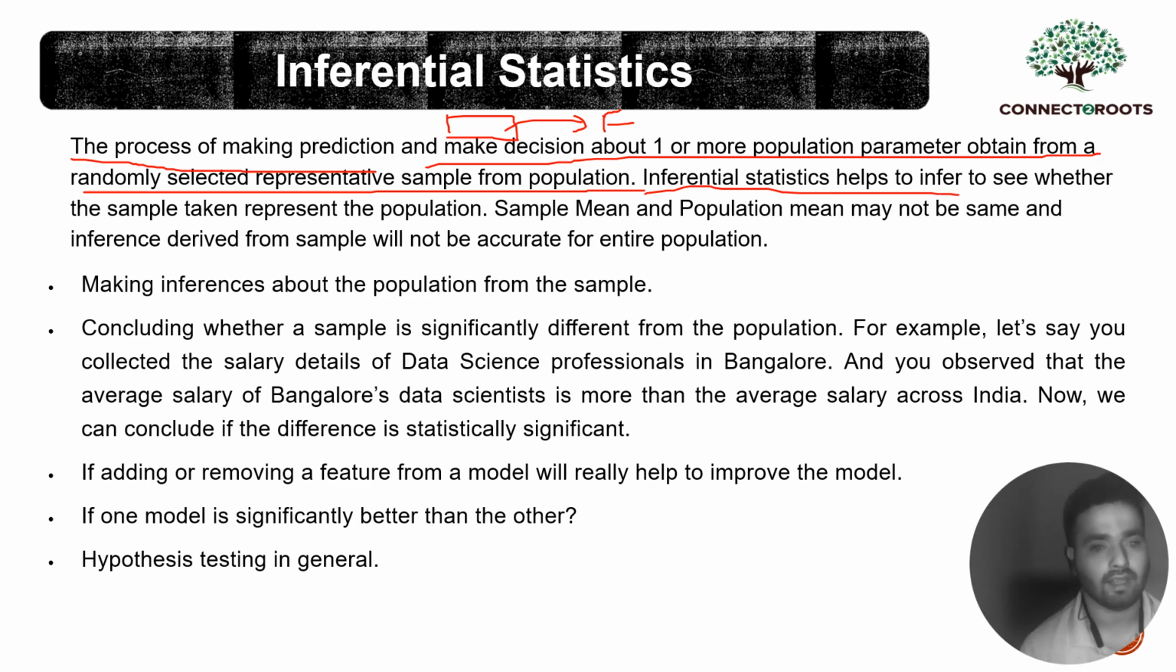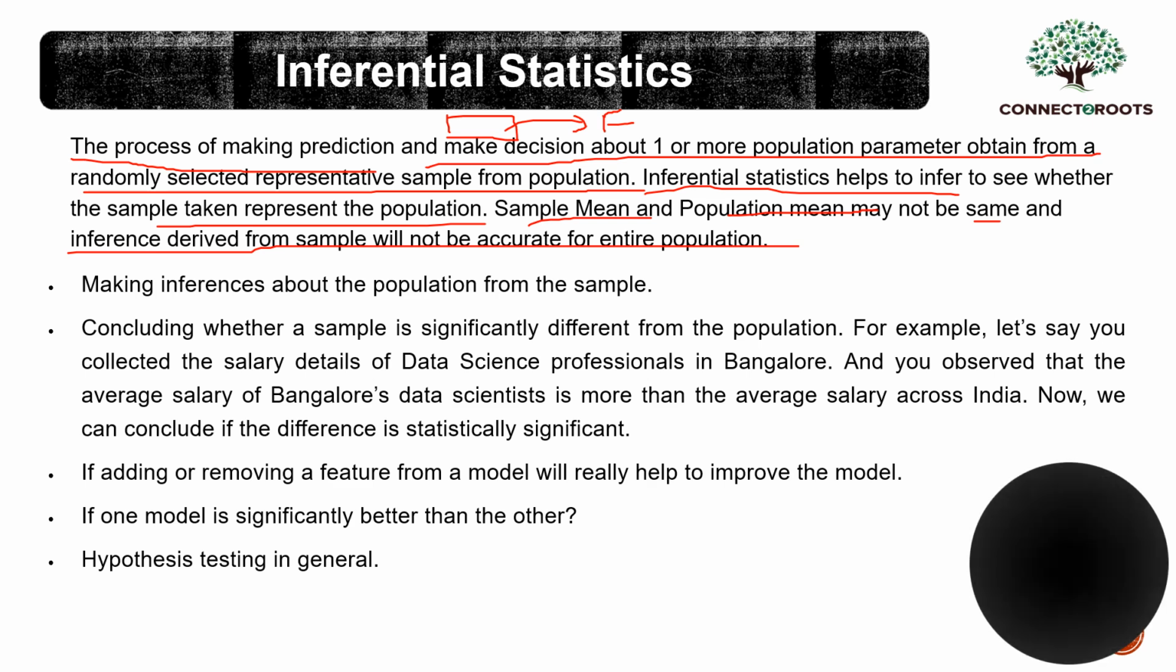Inferential statistics will help to infer whether the samples taken represent the population. Obviously, while we are taking the samples, it will also help us see if we are taking the correct samples, or whether they represent the population. Sample mean and population mean may not be the same, and the inferences derived from the sample will not be accurate for the entire population. If your population mean is something else and it doesn't match the sample mean, or it's far away from the population mean, then the inferences derived from the sample will not be accurate for the entire population.